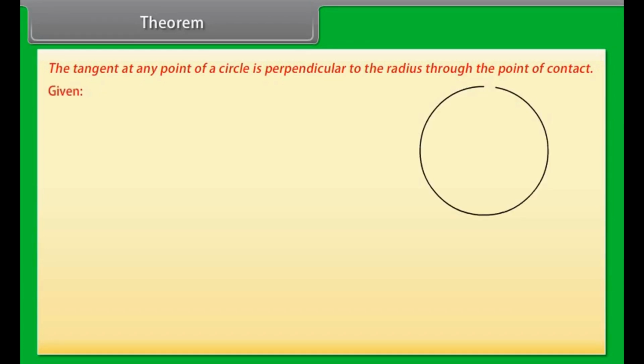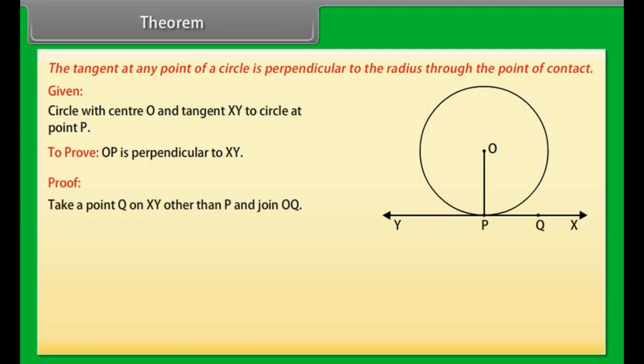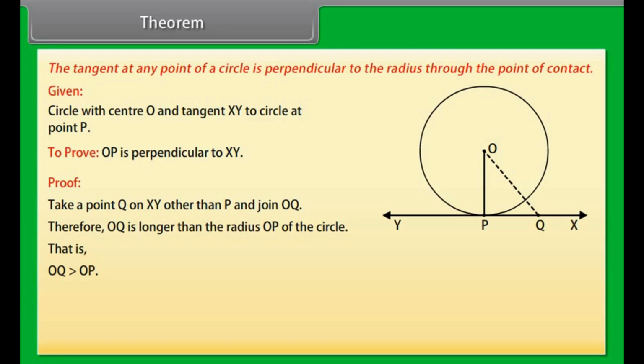We are given a circle with center O and a tangent XY to the circle at a point P. We need to prove that OP is perpendicular to XY. Take a point Q on XY other than P and join OQ. Also, the point Q must lie outside the circle, because if Q lies inside the circle, then XY will become a secant and not a tangent to the circle. Therefore, OQ is longer than the radius OP of the circle. That is, OQ is greater than OP.